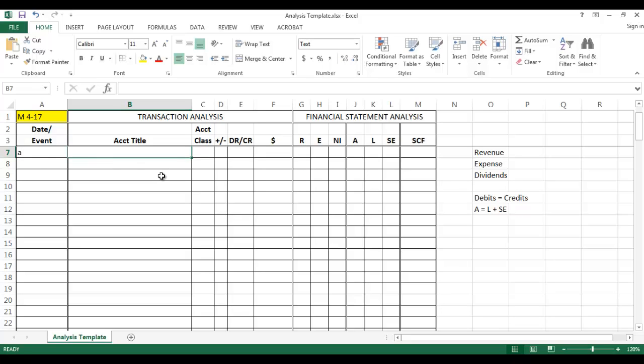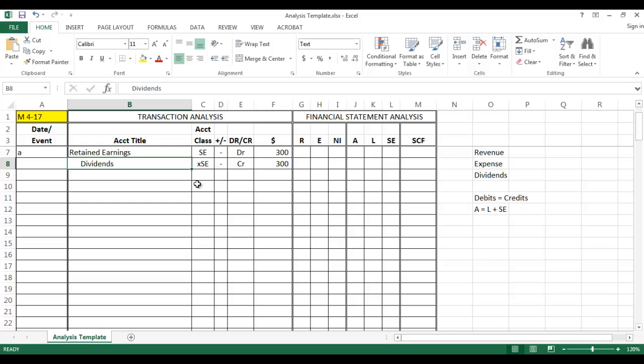Dividends has a debit balance of $300. So to close it, I need to credit it for that exact same amount. So dividends is a contra stockholders' equity account. We are in fact decreasing it because we're closing it. So we're going to credit it for $300. And we need to debit retained earnings, which is a stockholders' equity account, thus decreasing it for that same $300.